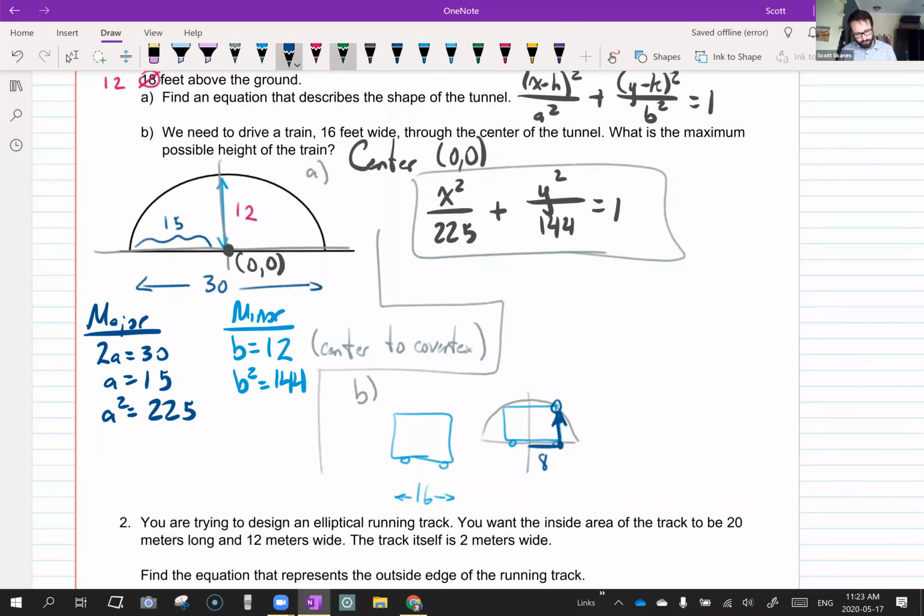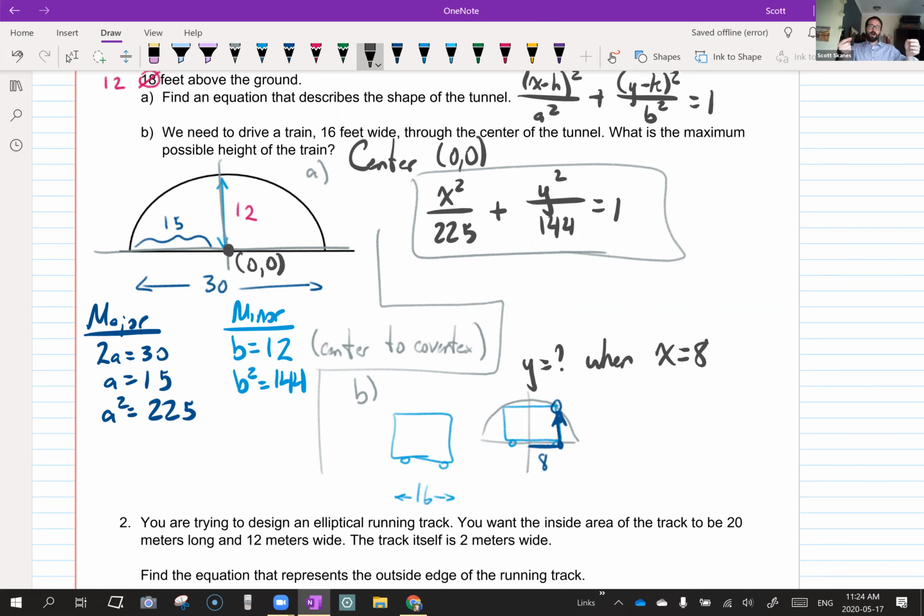Or in other words, what is y when x equals 8? The reason I ask that is, again, the train is going to go straight through the tunnel. Its width is 16, and so we need to use that information to be able to insert an x or a y point. We don't know the y point, so we've got to use x. So it drives straight through the center.